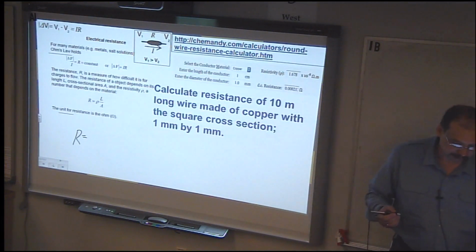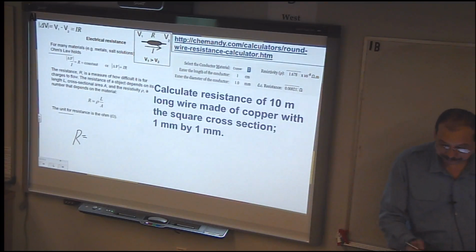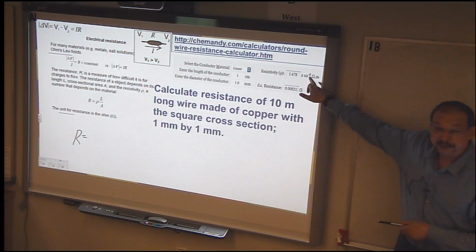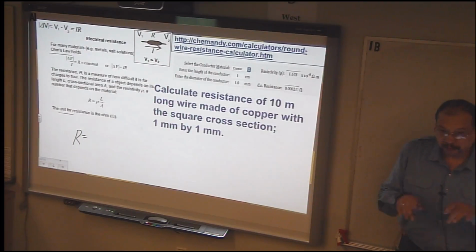I would measure resistivity of a cube of gold. So what do we do? 1.678 times 10 to the negative 8. That's the resistivity of copper. How do we know? We do the search.